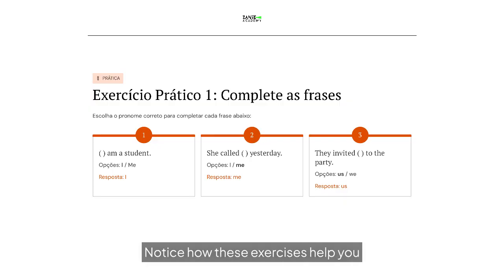Notice how these exercises help you think critically about the role of each pronoun in a sentence. This kind of practice is essential for mastering English. In our next slides, we'll explore how personal pronouns function in questions and negative sentences, which will further enhance your skills.